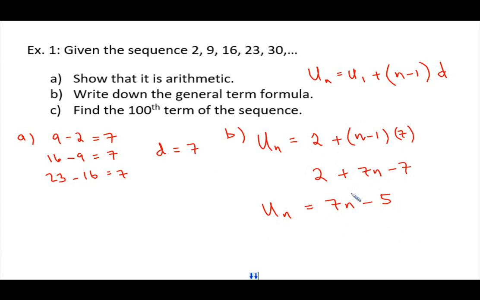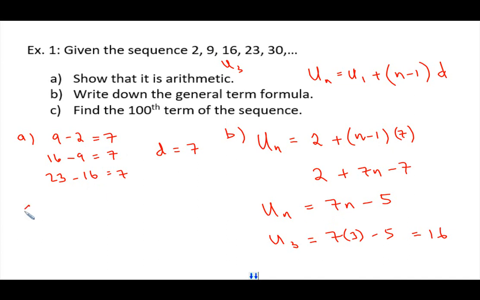This general term formula represents how we can use this to find these numbers here. For example, if n is 3, if I plug 3 into here, 7 times 3 minus 5, so 21 minus 5, we get 16. So you notice right here, u sub 3 was 16. So the general term formula, I want you to understand what it represents, what it gives you. It's the formula that will give you these numbers if you start plugging in values for n. Okay? So that's part B, the general term formula and how you find it.